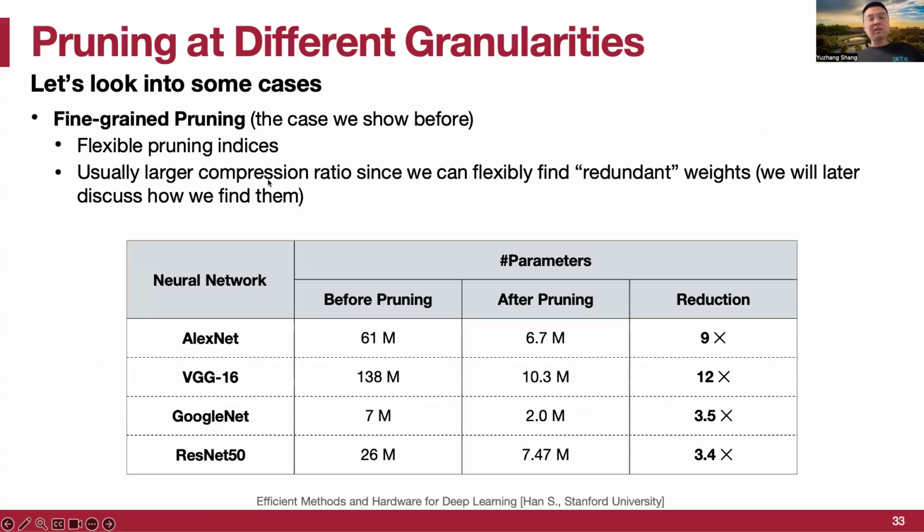But for this kind of fine-grained pruning method, the advantage is flexible pruning indexes, right? For any index of weight, we can prune it out, and because it's very fine grained, usually we can achieve a larger compression ratio, since we can flexibly find the redundant weights.